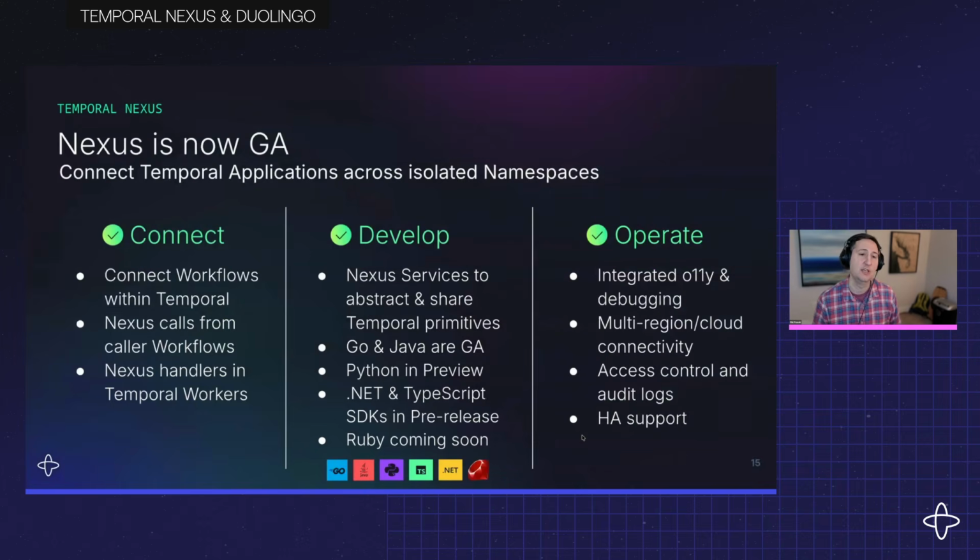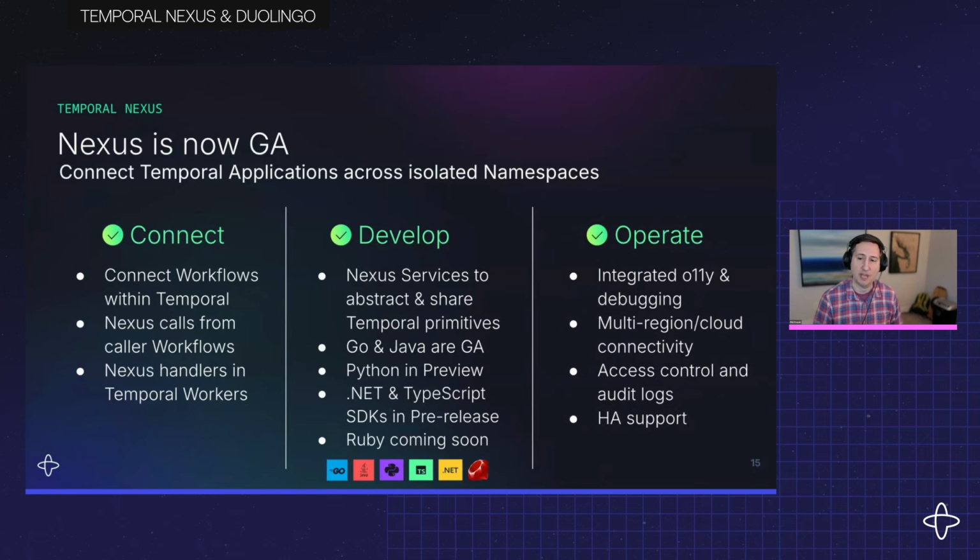So Nexus is GA, and you can use it to connect workflows within Temporal today. You can make calls from caller workflows, and you can basically have Nexus handlers in your Temporal workers. You can develop in pretty much all the SDKs. Go and Java are GA. Python's in preview. It's about to go GA, literally in a couple weeks. So if you're using Python, definitely check that out. Preview is actually good for production use cases, gets formal support, all that kind of thing. And then .NET and TypeScript are in pre-release, and those will be moving to GA soon, along with Ruby.